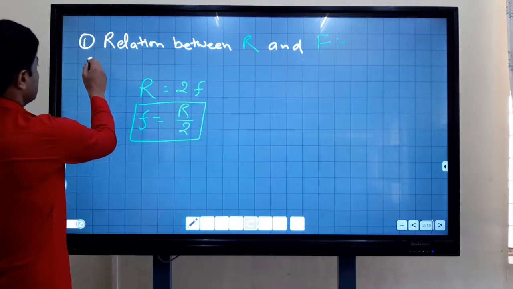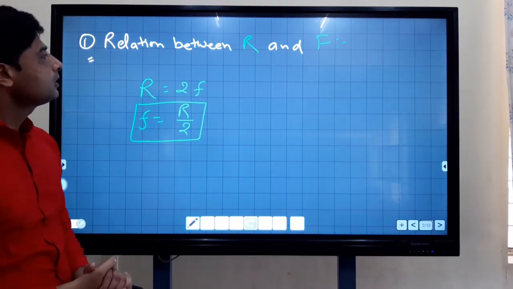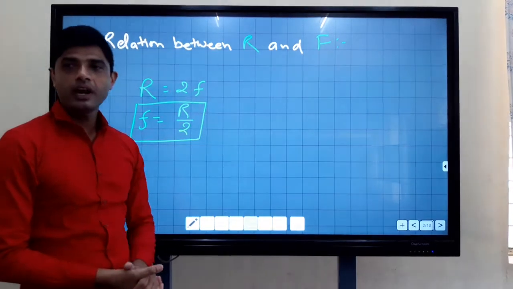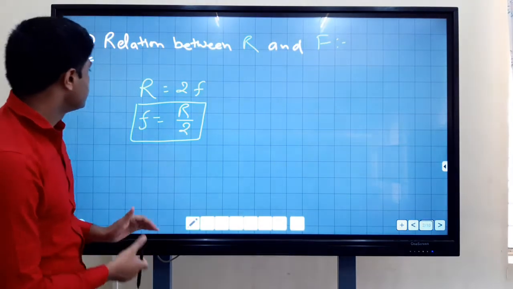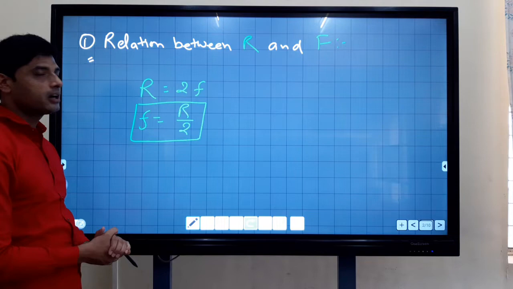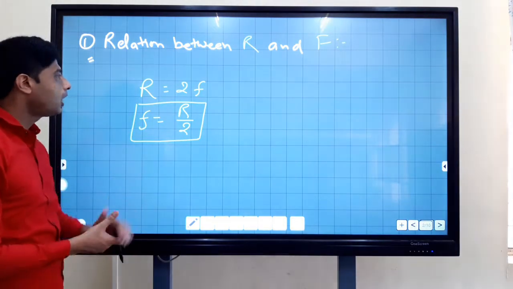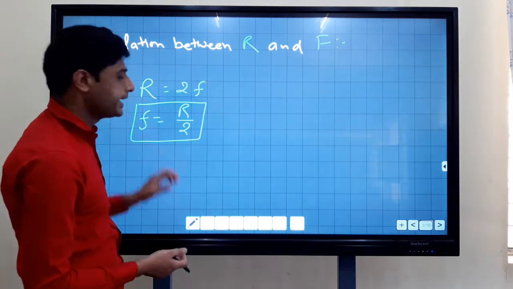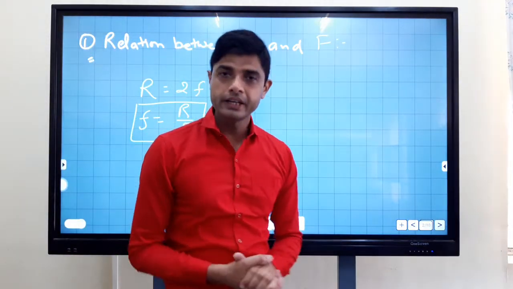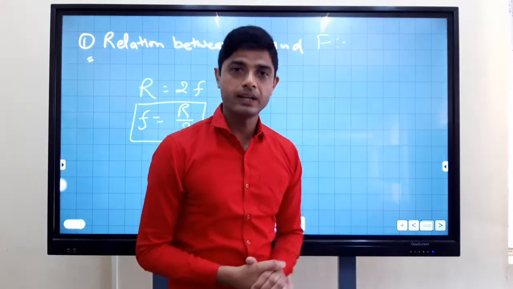First, the relation between radius of curvature and focal length of a mirror. It is a relation between radius of curvature and focal length of a mirror: R equal to 2f. It means radius of curvature is 2 times its focal length.